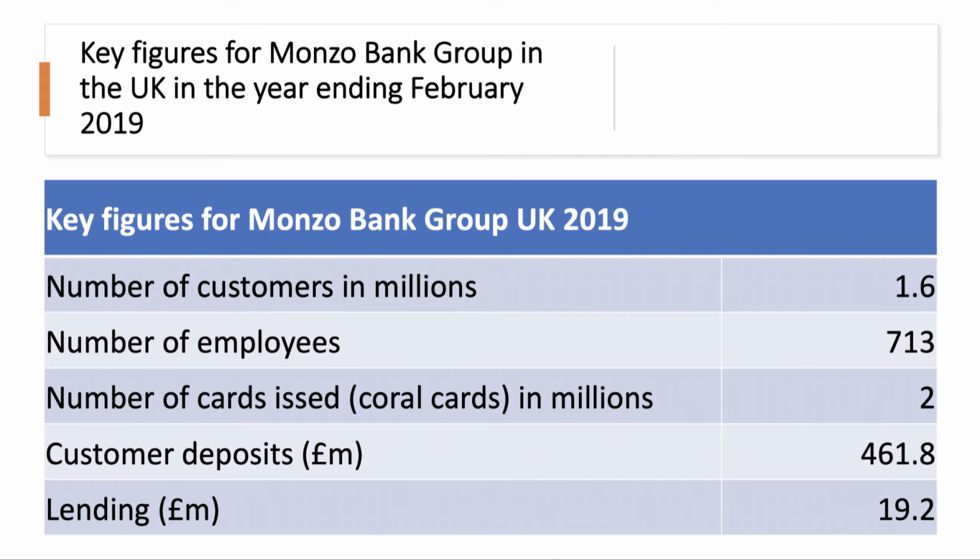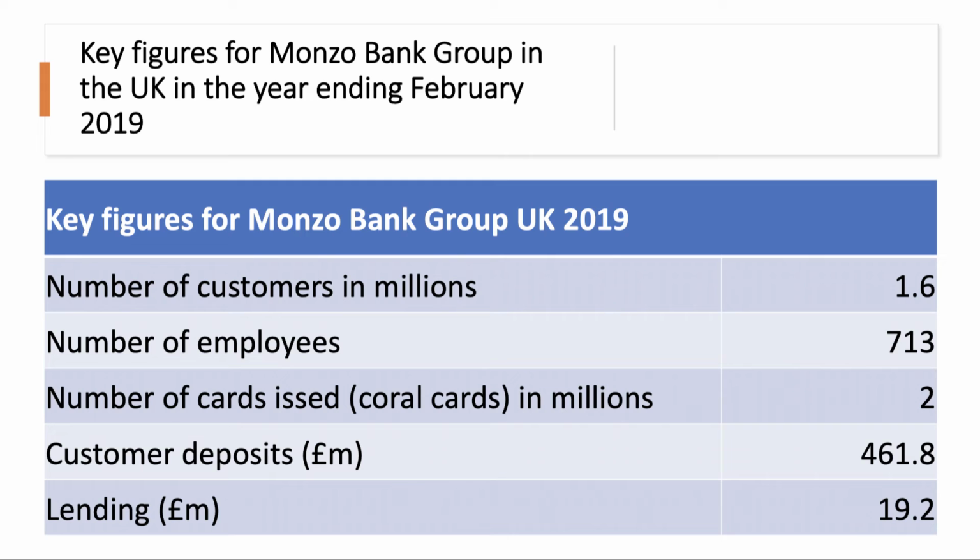Lots of students are interested in Monzo. It's a great example of a challenger bank coming into the UK. They now have over 1.5 million customers. I think they picked up about 1 million customers in 2018 alone. They've only got 700 employees. It's a pretty capital light business.